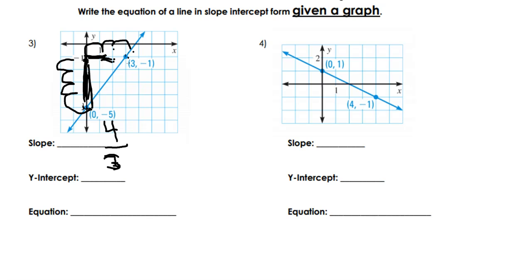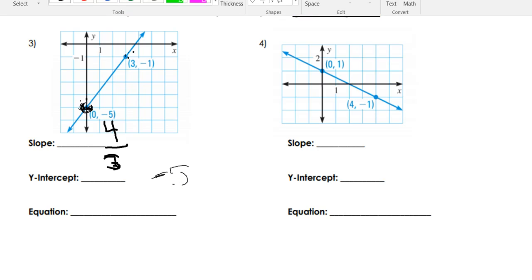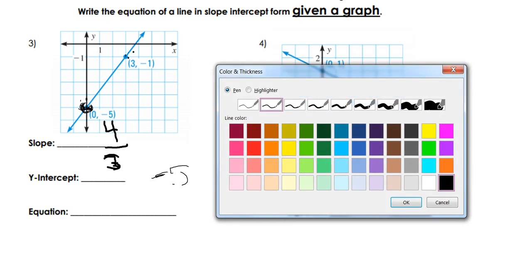My y-intercept now, if I get my eraser out, get rid of these a little bit. My y-intercept, like we just said, is going to be the point where our line crosses the y-axis, which is going to be right here. So I can see my y-intercept is going to be -5.